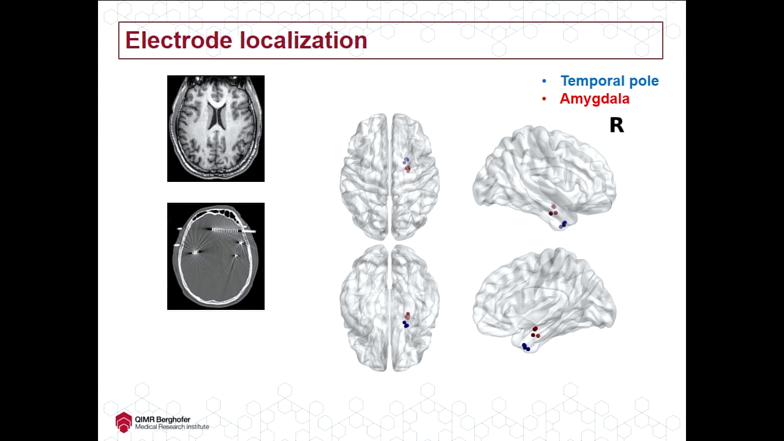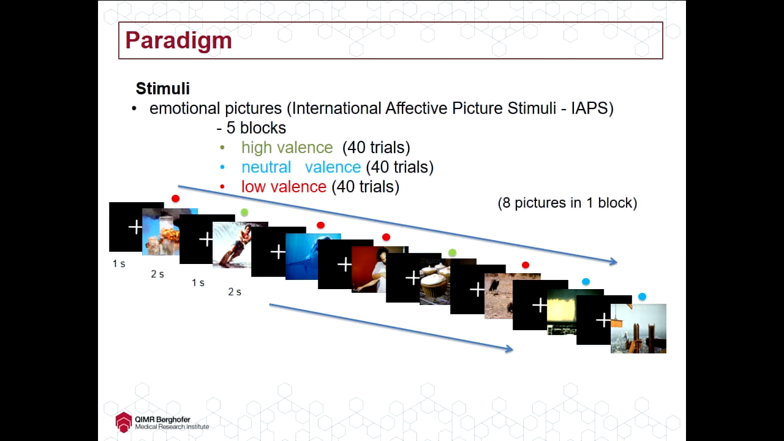Okay, so what was the task? We used the classic affective picture viewing paradigm, which had different pictures of high valence, neutral valence, and low valence, taken from the International Affective Picture System.